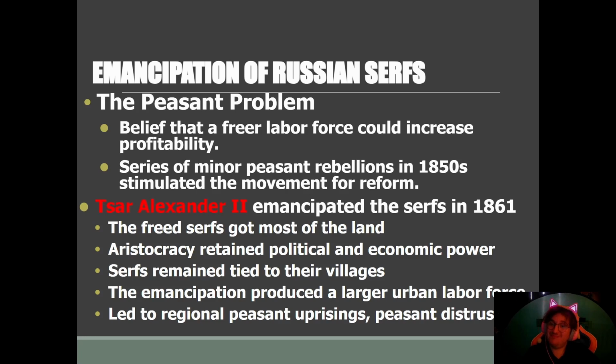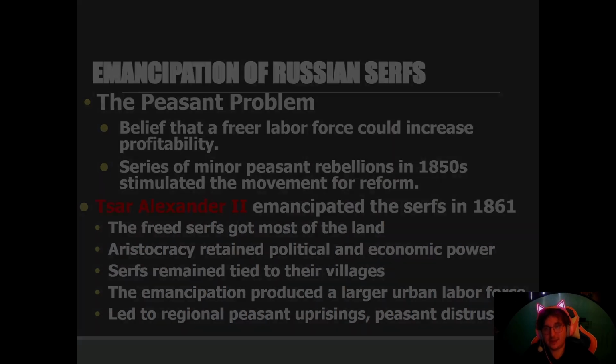But the emancipation did produce a larger urban labor force, as many of these serfs can now move to cities. They can now move away from the villages. And this led to regional peasant uprisings and peasant distrust. It really began to cause this powder keg scenario of people not being trustful and not being happy.